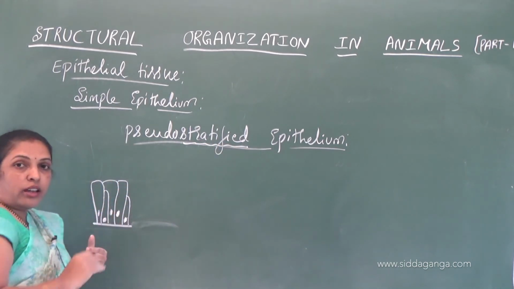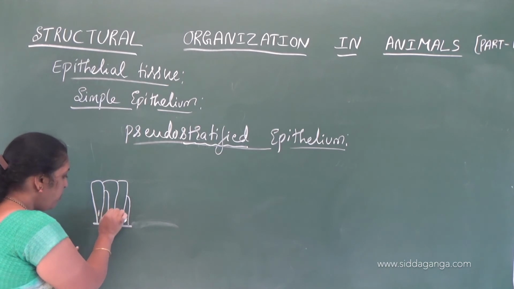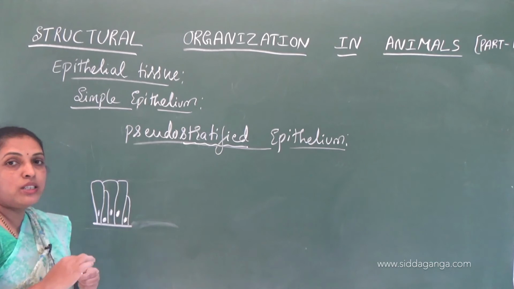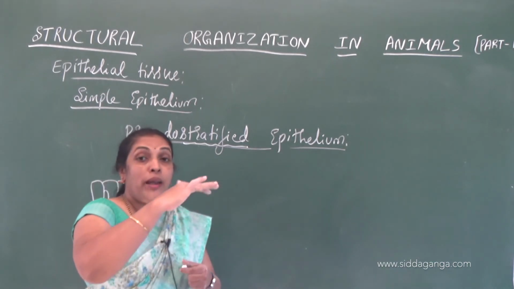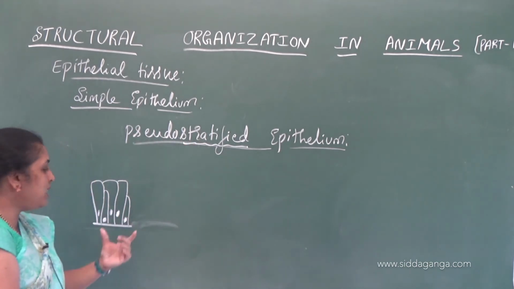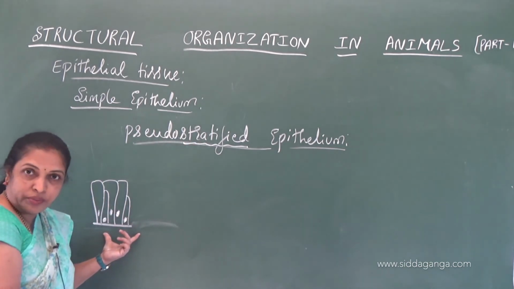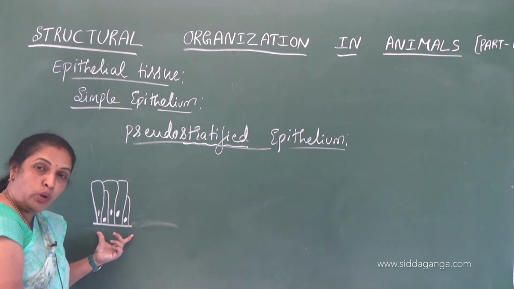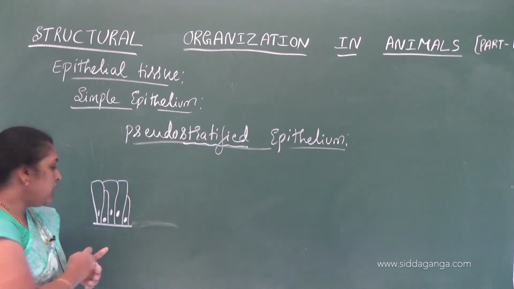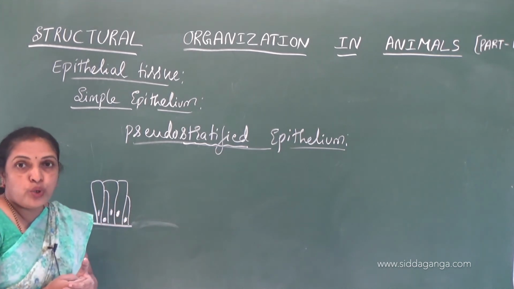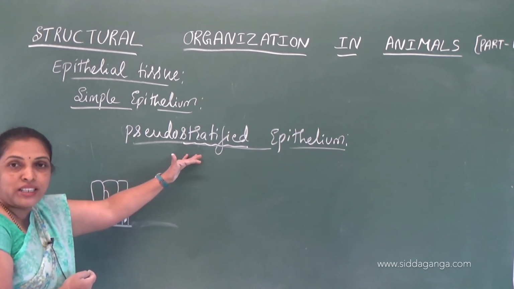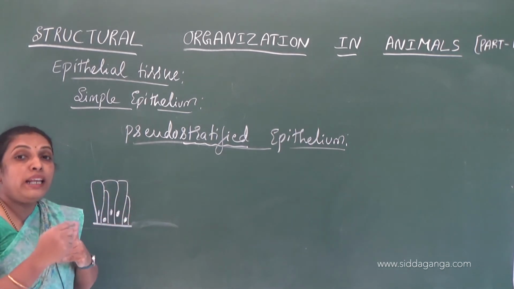The presence of nucleus in the shorter cells and longer cells will appear like many layers. That's why it is pseudo stratified, but it is a single layer only. It is a single layer only, but due to the variation in the length of the cell, the position of nucleus is also going to be changed. That appears like stratified, stratified meaning many layers.